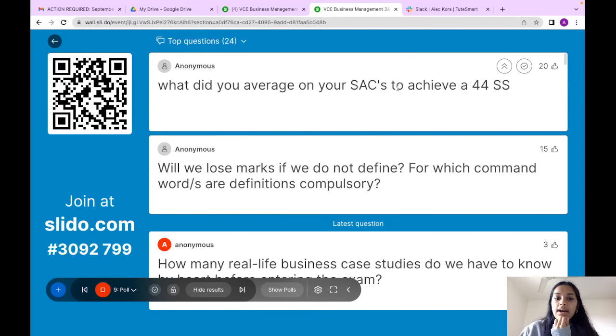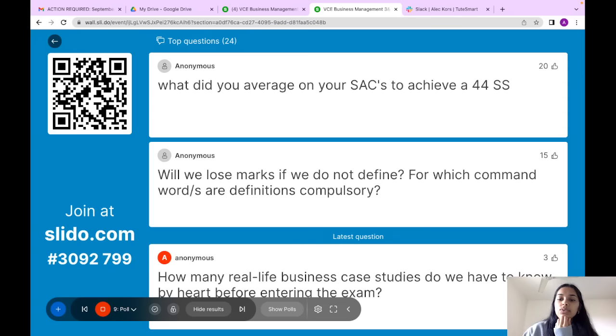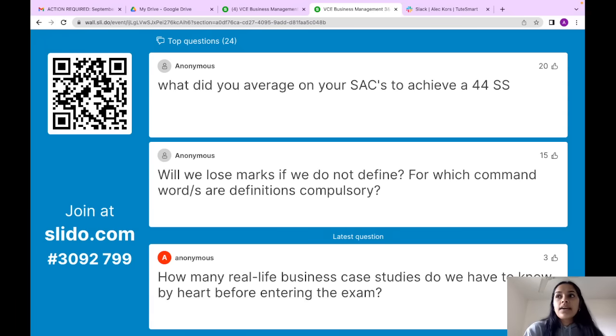But what did I average on my SACs to achieve a 44 study score? I think, actually, it's kind of fuzzy, but I averaged probably around 85 or 90% on my SACs. If you want to get above like 40, you definitely want to be looking at averaging from like 85 and above. And then ultimately, it's also dependent on how well you do in your exam as well.